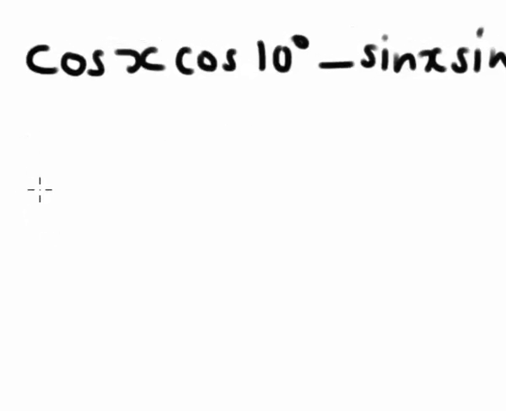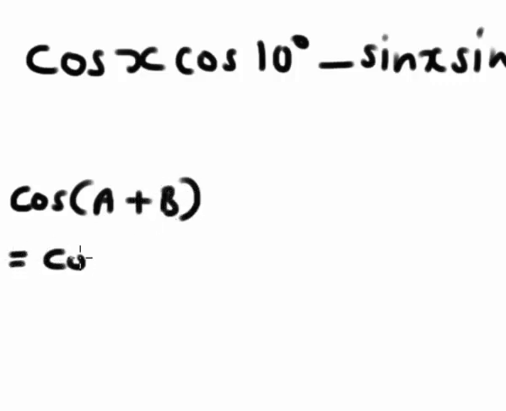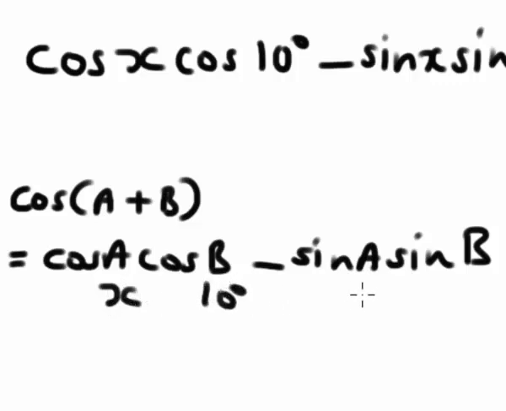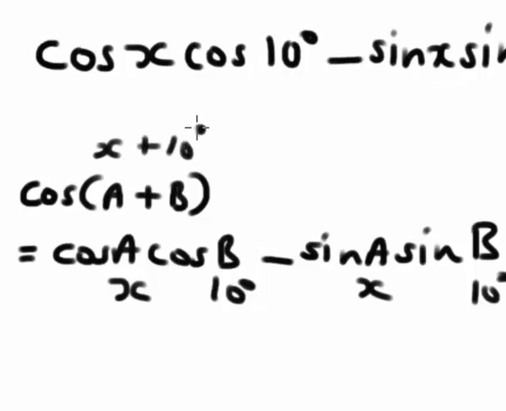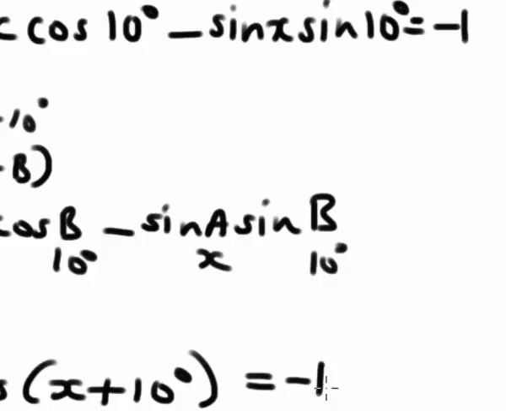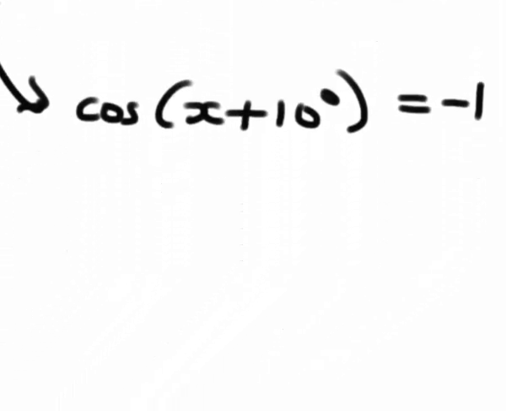Well, do you remember the formula that said if you had cos(A plus B)? Do you remember that this is on the formula sheet? It was cos A cos B minus sin A sin B. Now we can apply this. If that was x and that's 10 degrees, we can go backwards and make this x plus 10 degrees. So this equation could become cos(x plus 10 degrees) is equal to -1. So you're using a compound angle there.